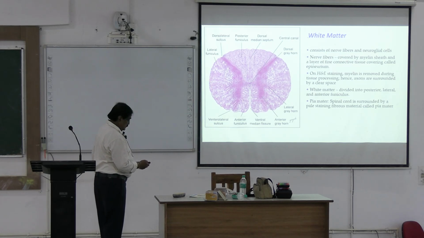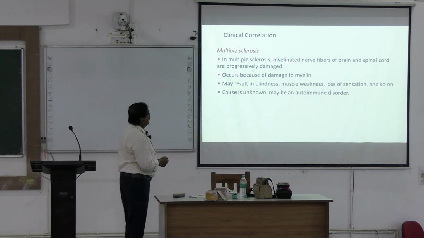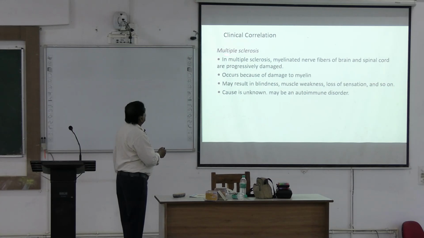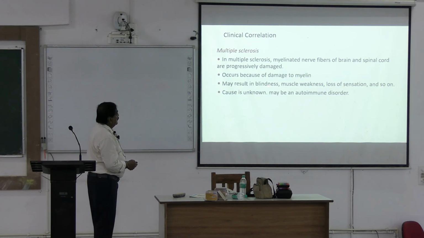Okay. Now, clinical correlation: multiple sclerosis. In multiple sclerosis, myelinated nerve fibers of the brain and spinal cord are progressively damaged. This occurs because of damage to myelin, and may result in blindness, muscle weakness, loss of sensation, and so on. Cause is unknown, may be an autoimmune disorder.